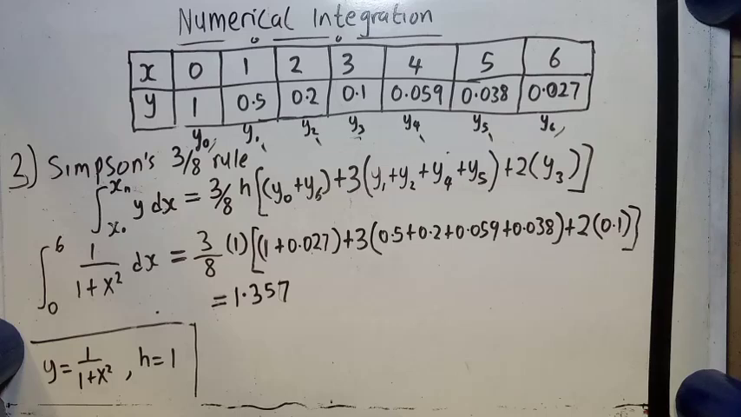So as you can see, the value we got from the 1/3 rule was different from the 3/8, and different from the trapezoidal, but all of them are actually approximate values of the actual value. They're not the exact values.